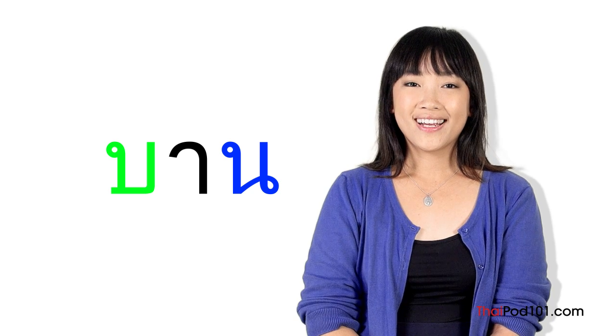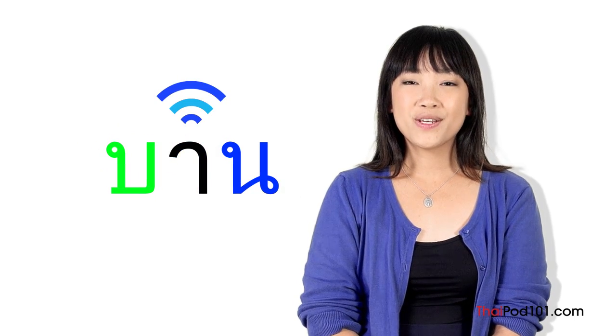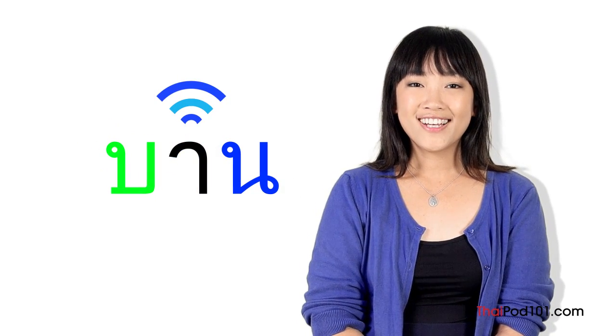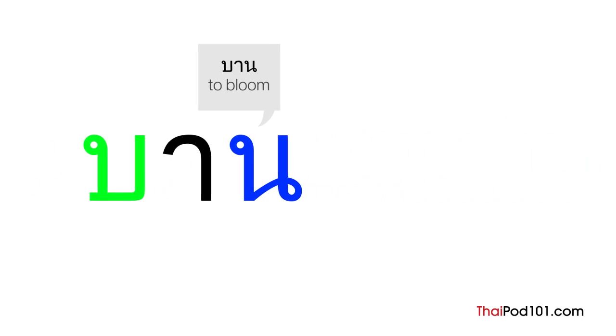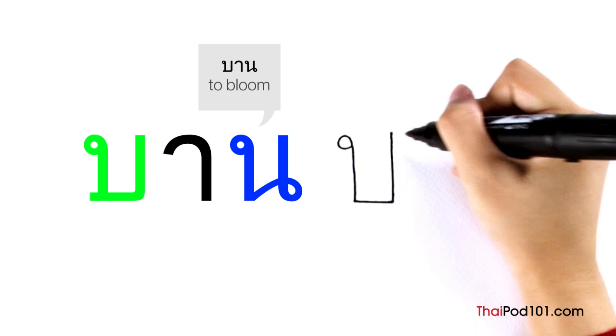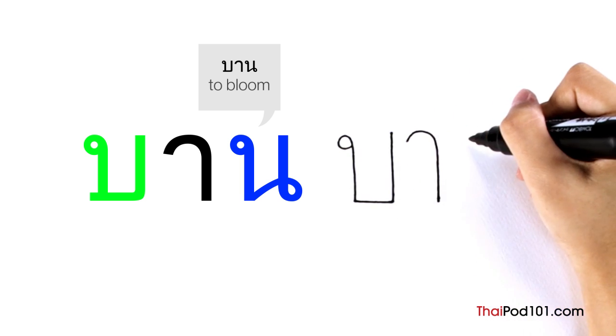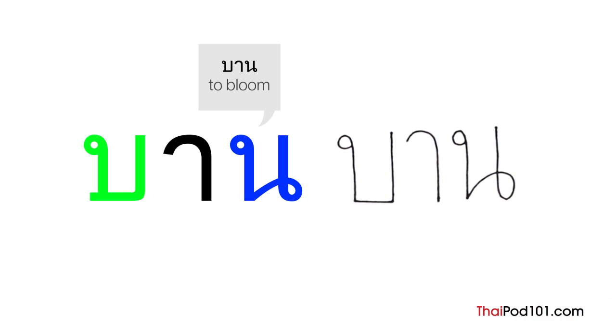Here's one more word. Can you read it? It's baan, which means to bloom. Baan is also mid-tone. Why? Well, it has an initial middle class consonant and a live ending. Let's write baan together. Baaw bai-máai, สระอา, นอหนู, baan.